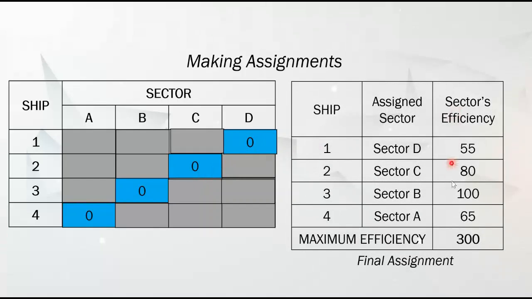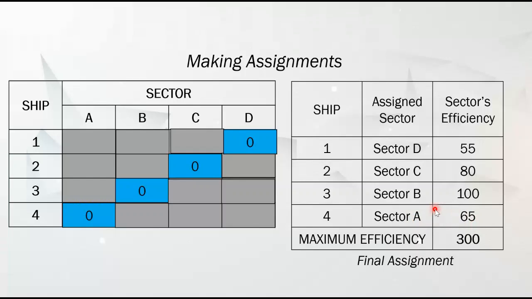So now, here is the table for the allocation. Ship 1 is assigned to sector D, and the efficiency is 55. Ship number 2 will be assigned to sector C with the efficiency of 80, and ship number 3 will be assigned to sector B and efficiency will be 100, and ship number 4 will be assigned to sector A with an efficiency of 65.